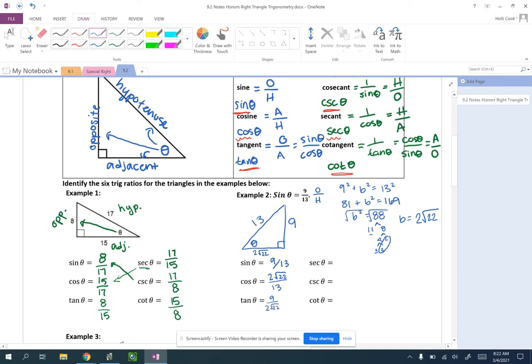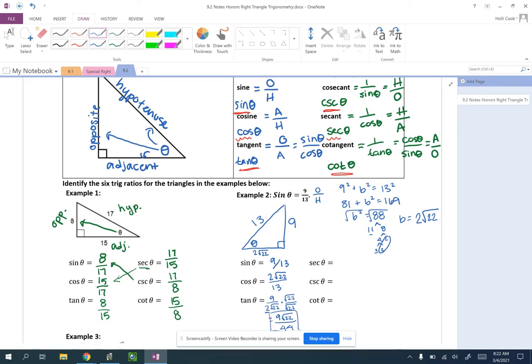Now again, we have to be careful. If we have a square root in the bottom, we're going to have to rationalize that. So we're going to multiply it by the square root of 22 over itself. That's going to give us 9 root 22. The square root of 22 times itself is going to be 22. And then times this extra 2 will give us 44. So that will be our tangent.